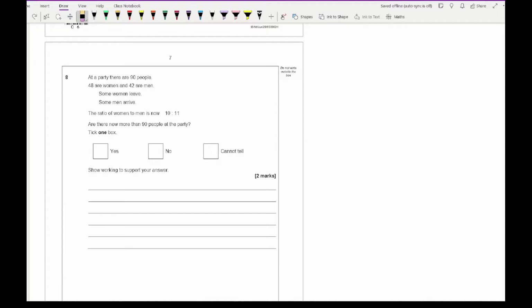So looking at question 8, it says at a party there are 90 people, 48 are women, 42 are men, some women leave and some men arrive. The ratio of women to men is now 10 to 11. Are there now more than 90 people at the party? Tick one box. The important information is that there are originally 48 women and 42 men. Some women leave and some men arrive. So we need fewer than 48 women, and we need more than 42 men.